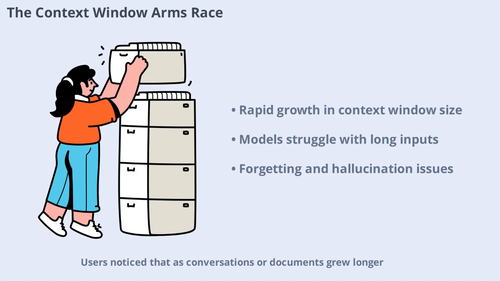Users noticed that as conversations or documents grew longer, models started to forget, hallucinate, or give shallow answers. This wasn't just a technical limitation. It was a fundamental flaw in how models processed information. Let's explore why this happens.